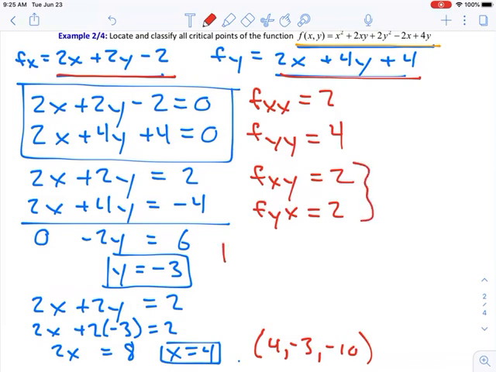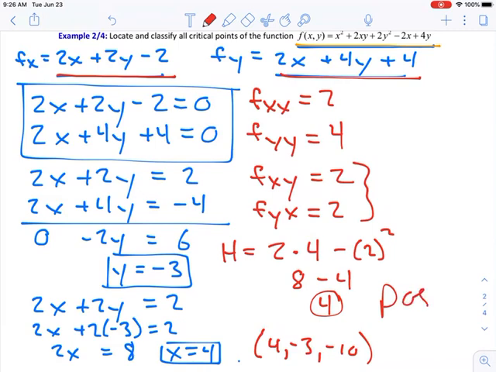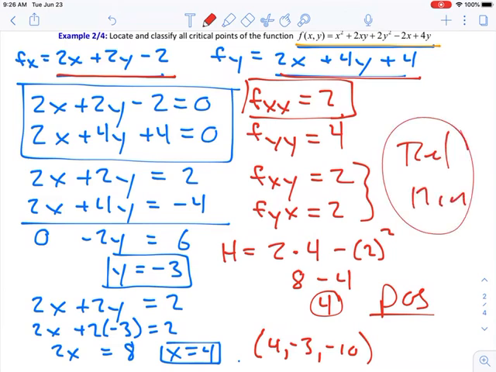And so H is going to be equal to f of xx, which is 2, times fyy, which is 4, minus the mixed partial, which is 2, squared. So 8 minus 4 is 4 again. And so that is positive, which means it's a relative max or a relative min. And so you go to the partial derivative with respect to x. It is positive, so that means that this is going to be a relative minimum point once again.